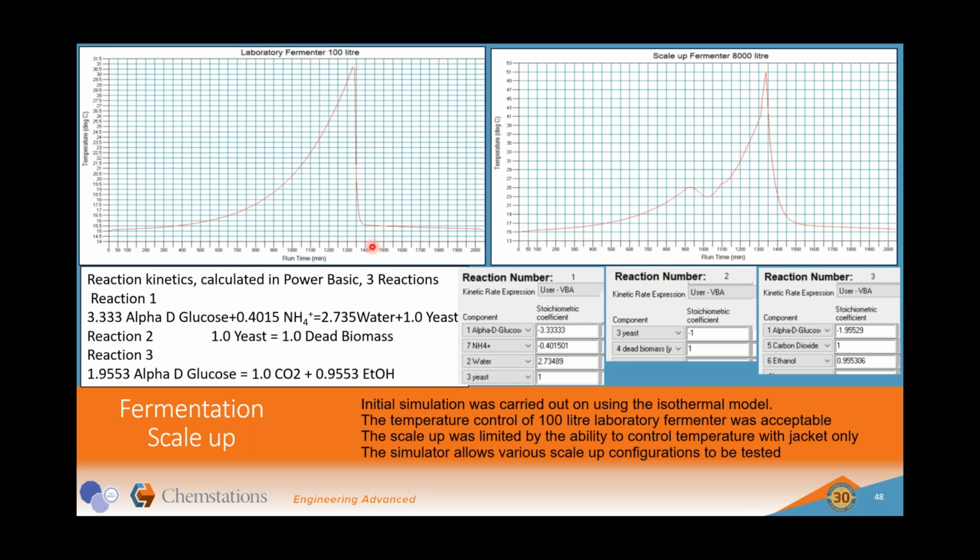That's not dropping off as quick as it looks if you look at the time scale. There's quite a long time scale there. But you can see that the 8,000 litre one got up to 50, which was not acceptable for the fermentation.